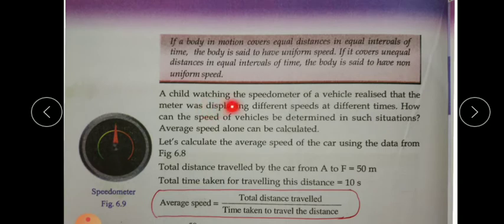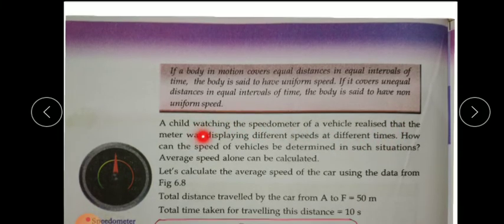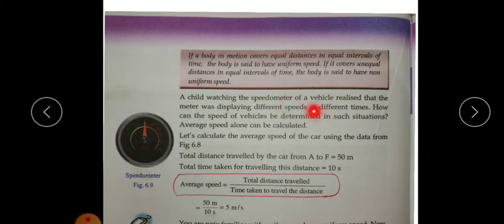A child watching the speedometer of a vehicle realized that the meter was displaying different speeds at different times, because the vehicle is moving at different speeds at different times. That is why the speedometer shows different measurements.